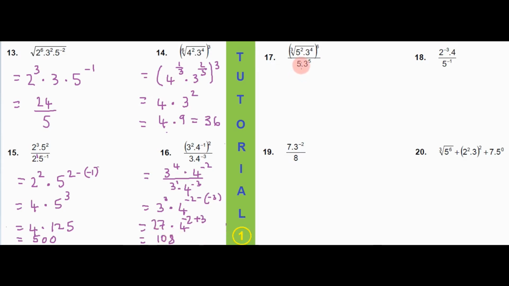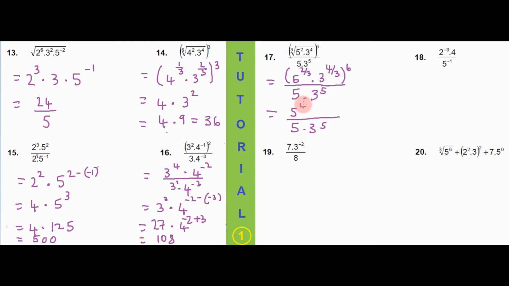In number 17, we first deal with what's inside the brackets in the numerator. We can divide all the powers underneath the cube root by 3. So it's 5 to the 2/3 times 3 to the 4 over 3. And this is all to the 6th. Now we can multiply the power outside the brackets by the powers inside the brackets in the numerator. So 2/3 times 6, 3 into 6 twice times 2 is 4.